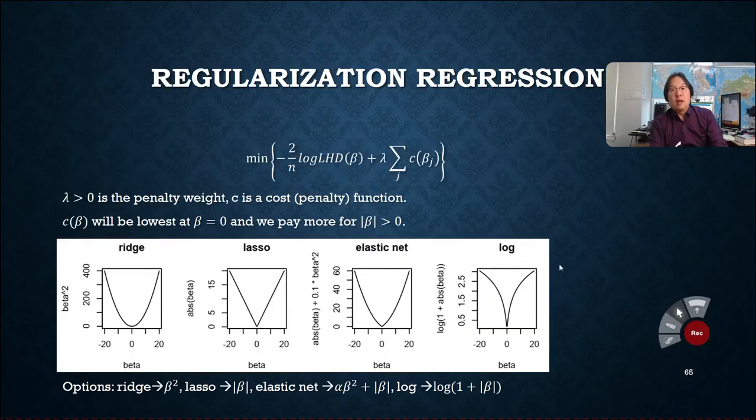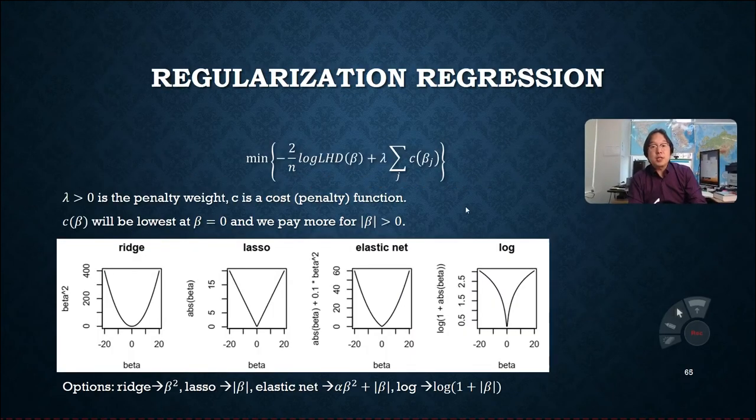Then the regularization regression cost function looks like this, the cost function graph. You see this formula over here again. Lambda should be positive, by the way.